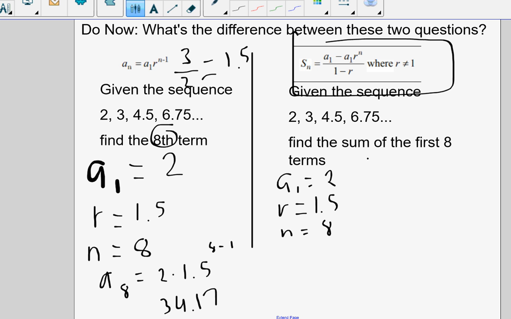And so if we plug this in, now instead of a sub n, we've got s sub n. So s sub 8 means the sum of the first 8 terms is going to equal 2 minus 2 times 1.5 to the 8th. I'm just replacing all these variables over 1 minus r is 1.5. And so then we're putting this into our calculator to get out an answer.